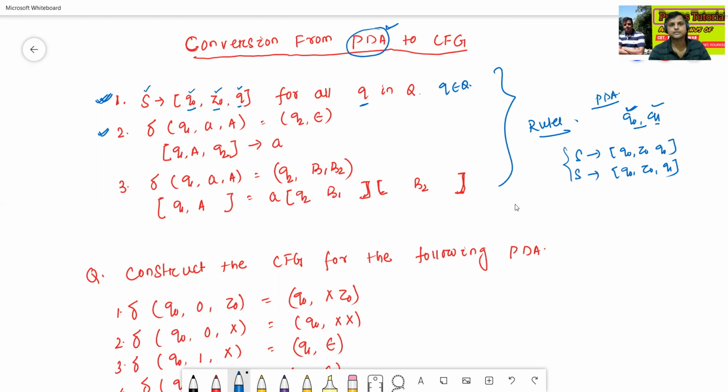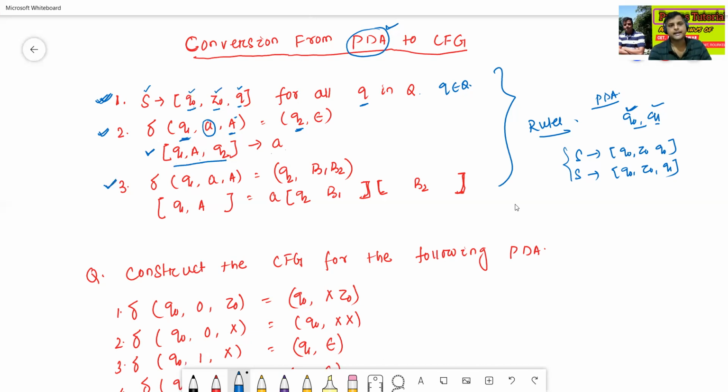If the transition looks like delta(Q1, a, A), where capital A means the top of the stack, equals (Q2, epsilon), then the production of the context-free grammar looks like [Q1, A, Q2] to a, where a is the terminal. Next, the third rule.